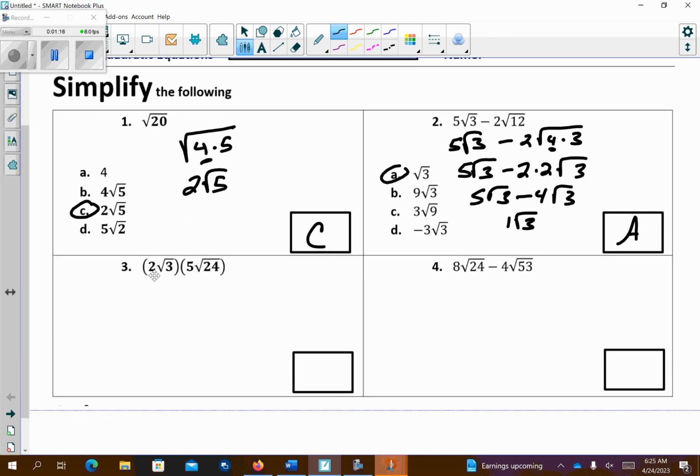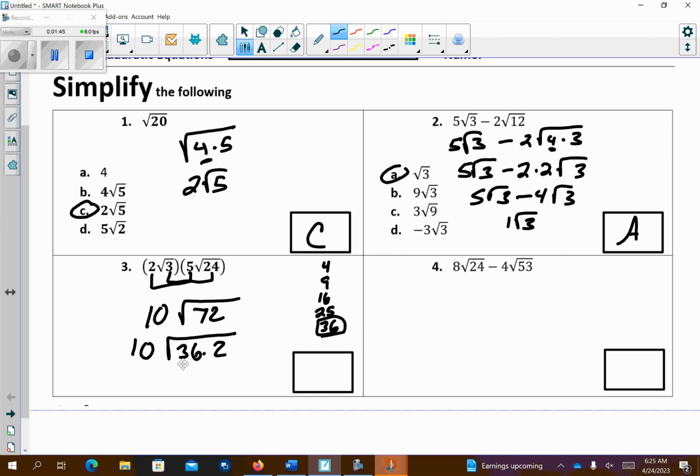Problem number 3, remember we can multiply outside, outside. So that's going to give me 10. And then also inside, inside. And so that's going to give me 72. All right, so this one, when you look at 72, you have to think about, my perfect squares are 4, 9, 16, 25, 36. Think about 36. 36 times what number gives me 72? That would be 2. And so then I'm going to get a 6 because the square root of 36 is 6, which joins the 10 outside, and then multiply outside, so I'm going to get 60 root 2. There's not a multiple choice on that one.